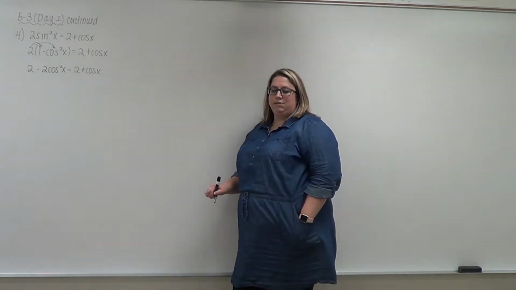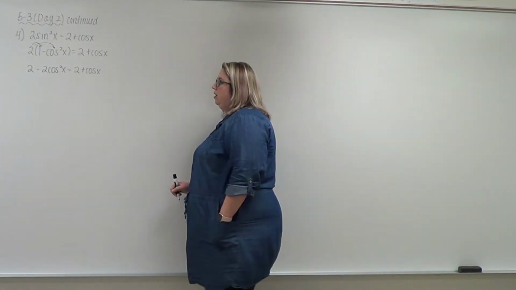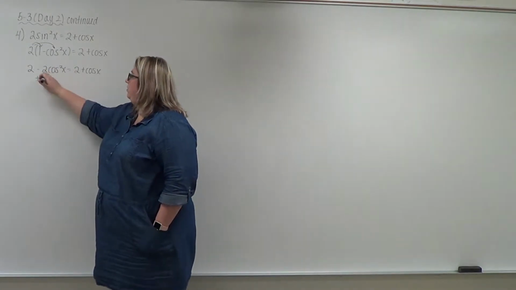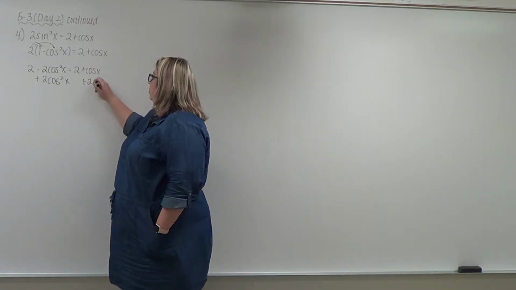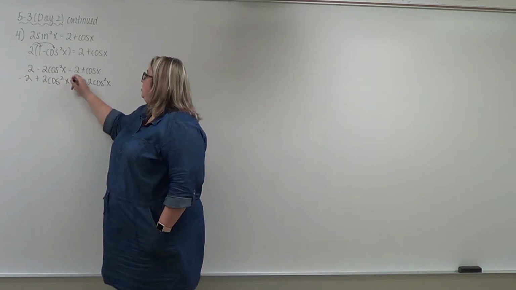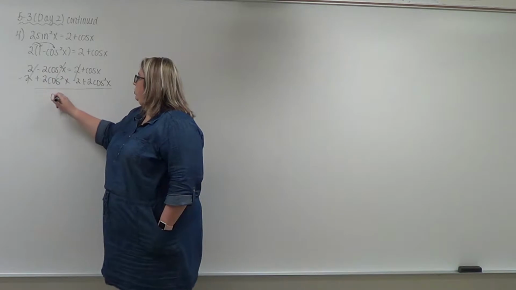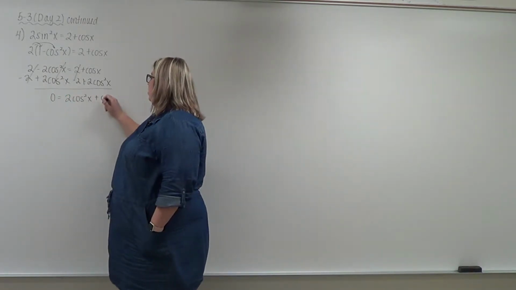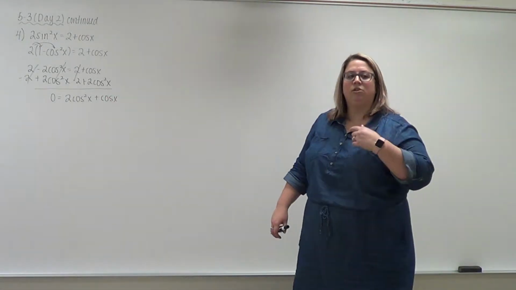You want to get everything on the same side, and it'll make your life easier if the squared is positive. So if I want everything on the same side and the square positive, I'm going to have to add 2 cosine squared. What am I going to do with the 2's? Subtract, and what happens? Zero. They cancel each other out. So now I have 0 equals 2 cosine squared plus cosine. My clock's a few minutes slow, so just pay attention.